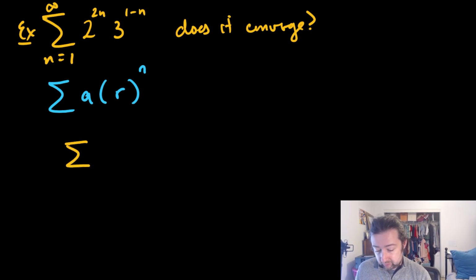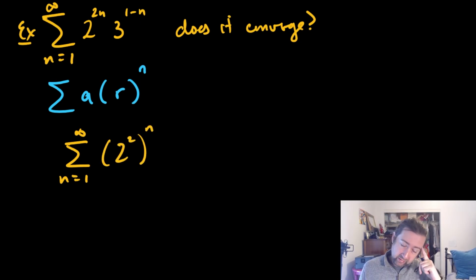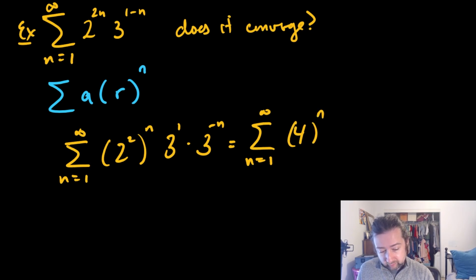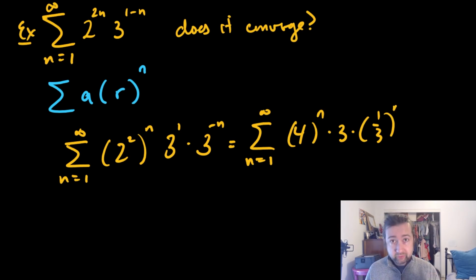So the first thing to note is that I could rewrite this as 2 squared to the n. That gets me the first nth power that I want. But then there's this 3 to the 1 minus n. So I'm going to break that up into 3 to the first times 3 to the minus n, just using the rules of exponents. And so there's this extra 3 running around. And of course, 3 to the minus n is 1 over 3 to the n. So I can rewrite this as the sum from n equals 1 to infinity of 4 to the n times 3 times 1/3 to the n. I've almost got it in geometric form.